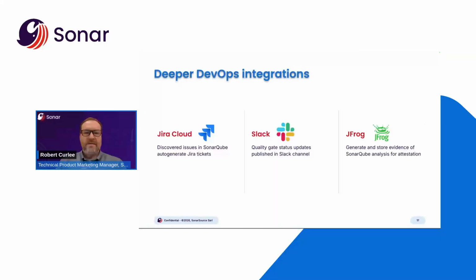So here we have it. The last bit that I want to talk about is our DevOps integrations. Again, we're really focused on moving to where you want to work and where you do work, so that you can focus on the tools that you need. In Jira Cloud, we've now integrated with Jira Cloud. So when SonarQube finds an issue, it'll auto-generate a Jira ticket for you, so that can go into your backlog in Jira. We have Slack integrations.